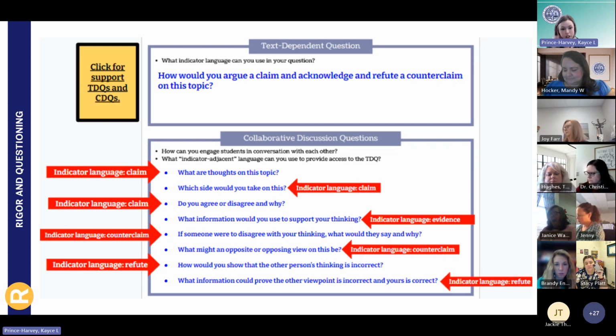So these are just some examples of collaborative discussion questions that help to build into the text-dependent question. And it's important to note here that none of this language is necessarily new at this grade level, but it is a refresher for students. We want to still provide that support into the TDQ.